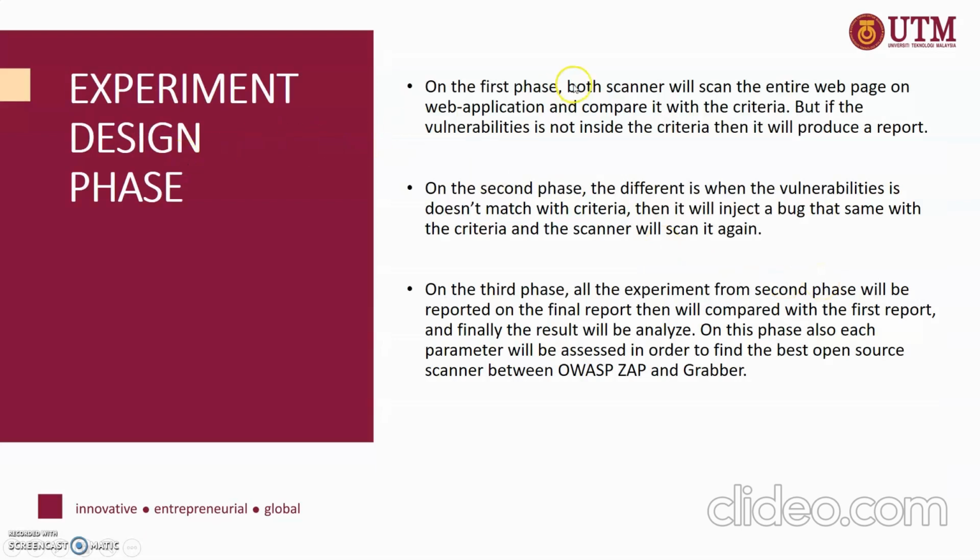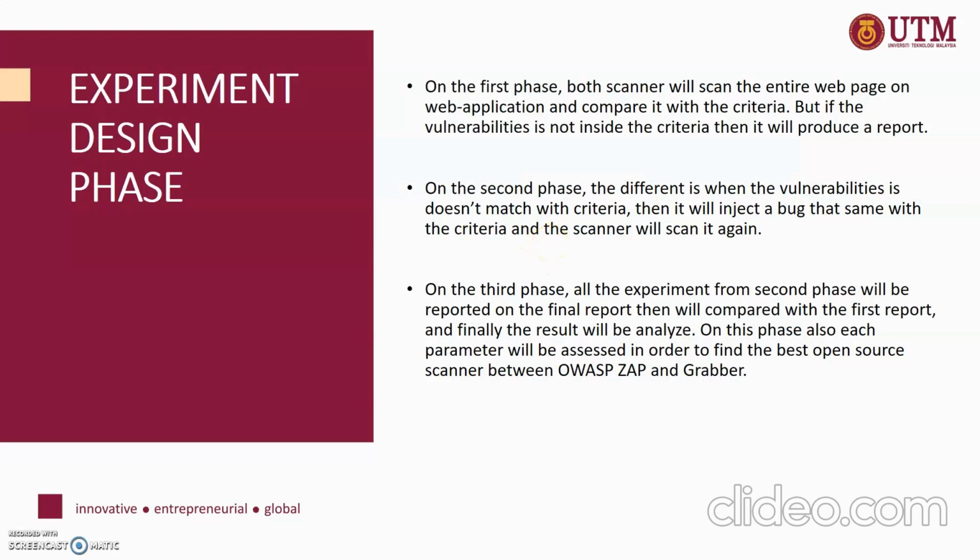This is the design phase. On the first phase, the scanner will scan the entire web page of the web application and compare it with the criteria. If the vulnerability is not inside the criteria, then it will produce a report. On the second phase, the difference is that when the vulnerability doesn't match the criteria, it will inject a bug the same as the criteria, and the scanner will scan it again. Finally, on the third phase, all the experiments from the second phase will be reported in the final report. Then it will be compared with the first report, and finally the result will be analyzed.